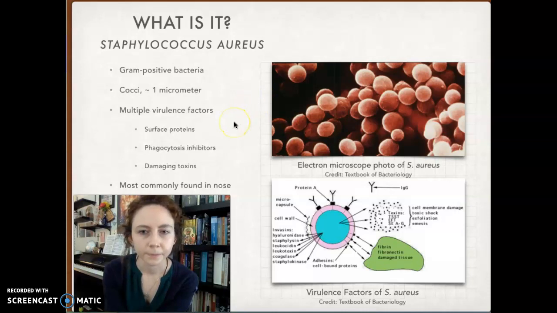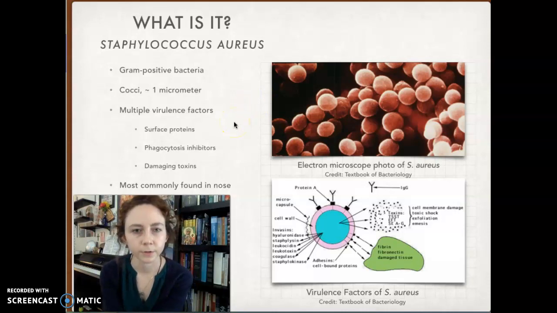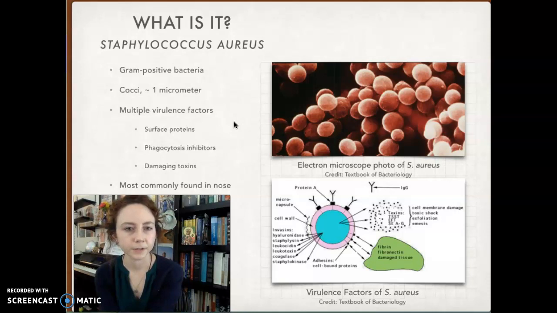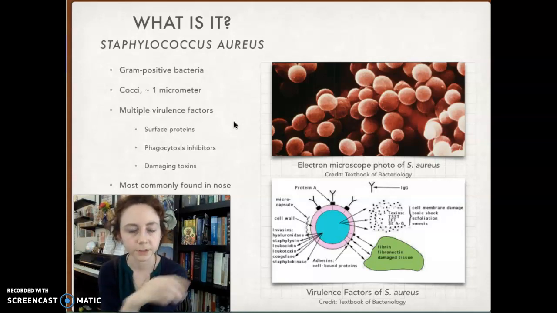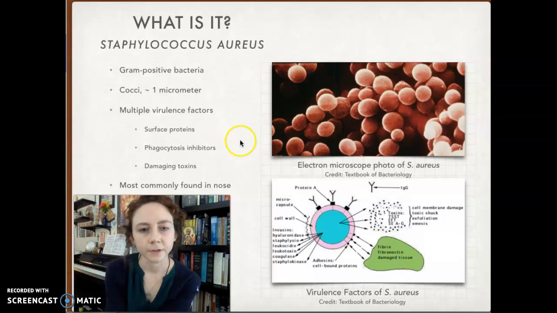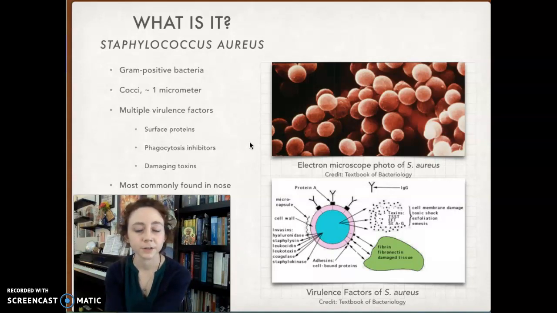including surface proteins, which promote adherence to human tissues. It also has specific inhibitors of phagocytosis that prevent your body's natural immune response. And it also has toxins, which are damaging to your tissues and cause many different types of diseases.